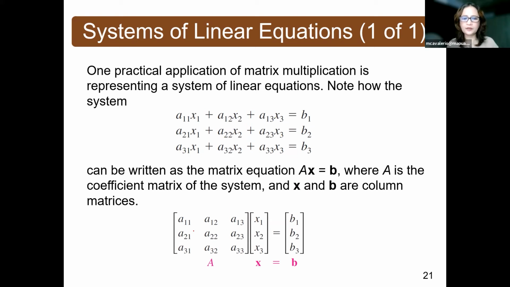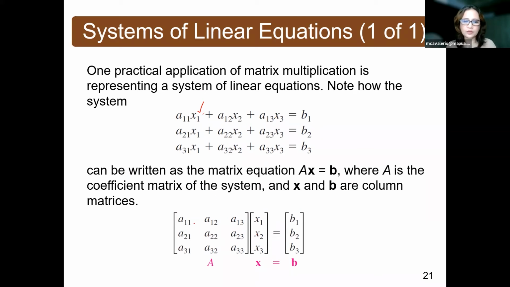Notice that if we apply our multiplication of matrices, the product AX equals B will be equal to this system of equations. So say you have A11 times x sub 1, that will be this one, plus A12 times x sub 2, that will be this, plus A13 times x sub 3, it is equivalent to B1. So recalling the element-wise multiplication, right?